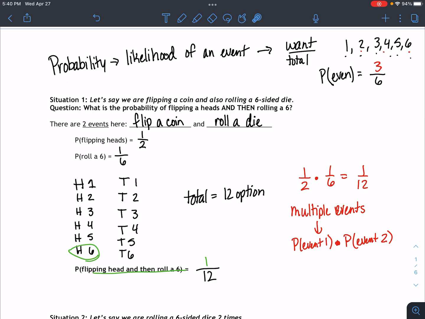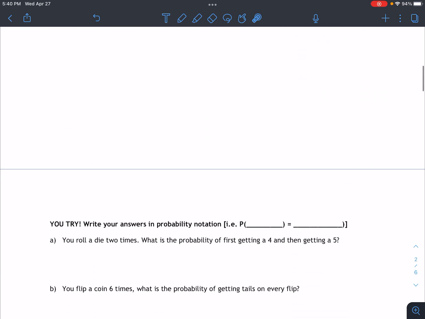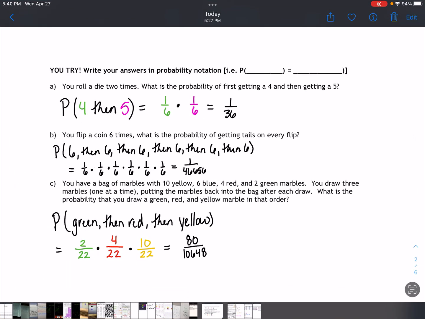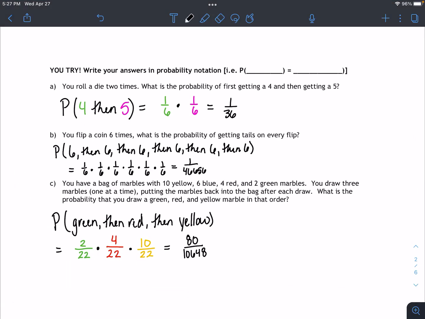All right, so given that, how about you try these problems? Pause the video, try these problems right now. Do it, hit pause. All right, here is the answers for those now that you're back. Check your answers, check your work, both the notation and the answer. How'd we do?